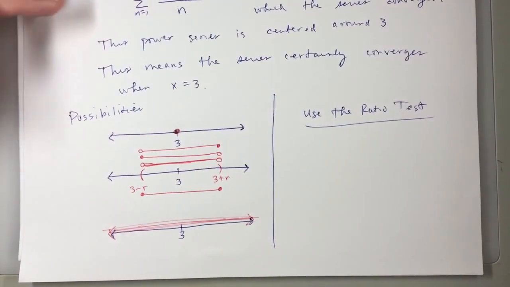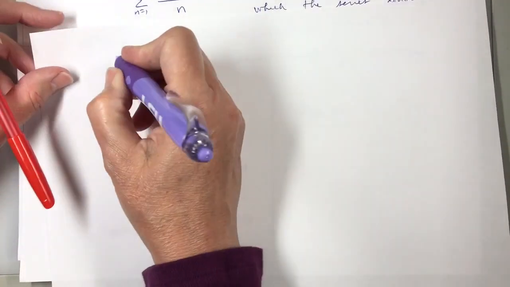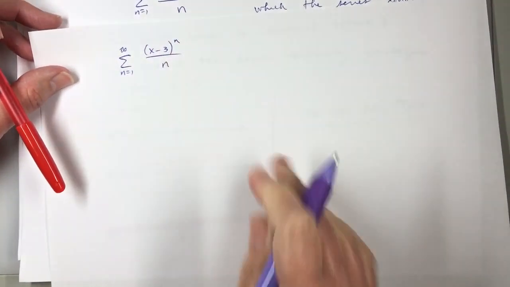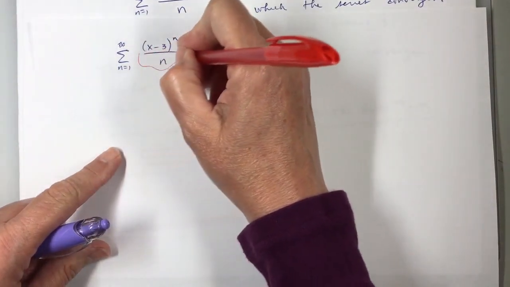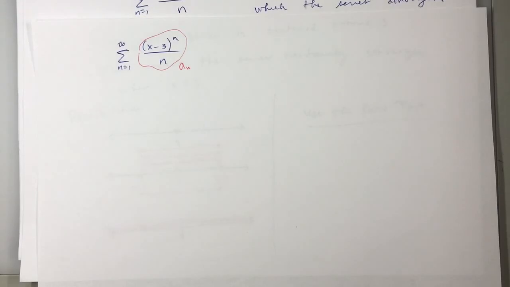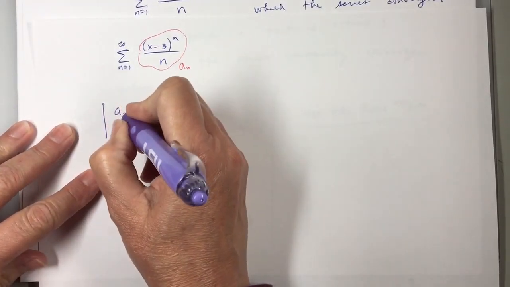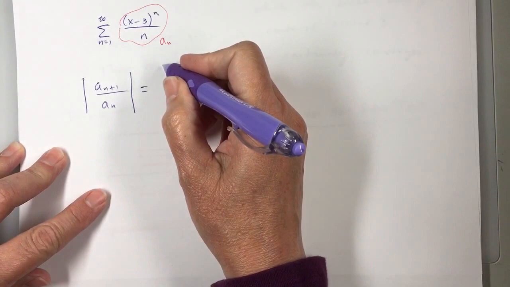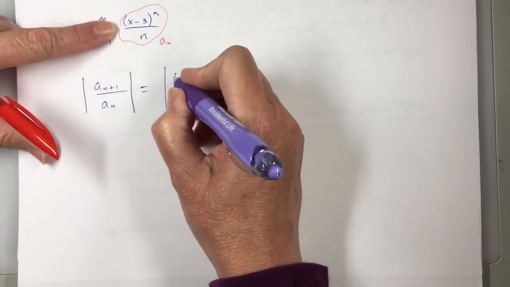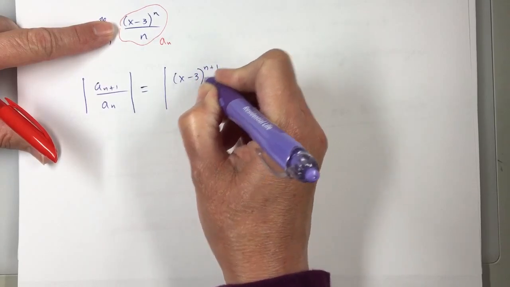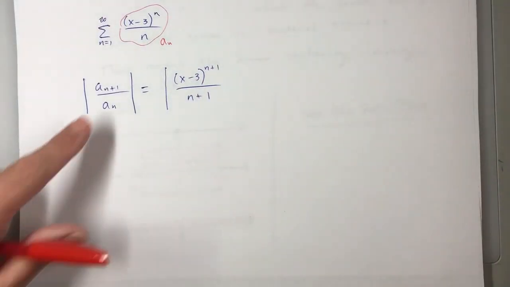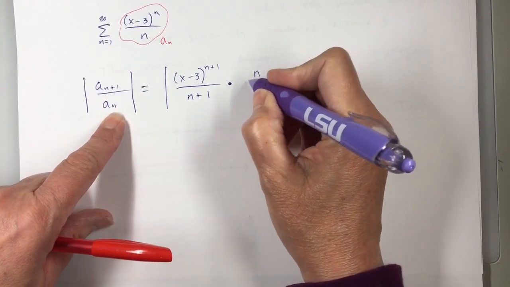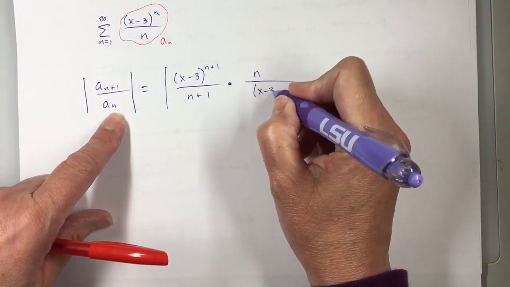And there's this problem we're looking at. The sum as n goes from 1 to infinity of x minus 3 to the n over n. a sub n is this expression. So I need to form this ratio, the absolute value of a sub n plus 1 over a sub n. And I've learned from 1552 students a while back, x minus 3 to the n plus 1 over n plus 1. I don't really have to form the whole complex fraction. I might want to go straight to the step of multiply by the reciprocal, n over x minus 3 to the n.